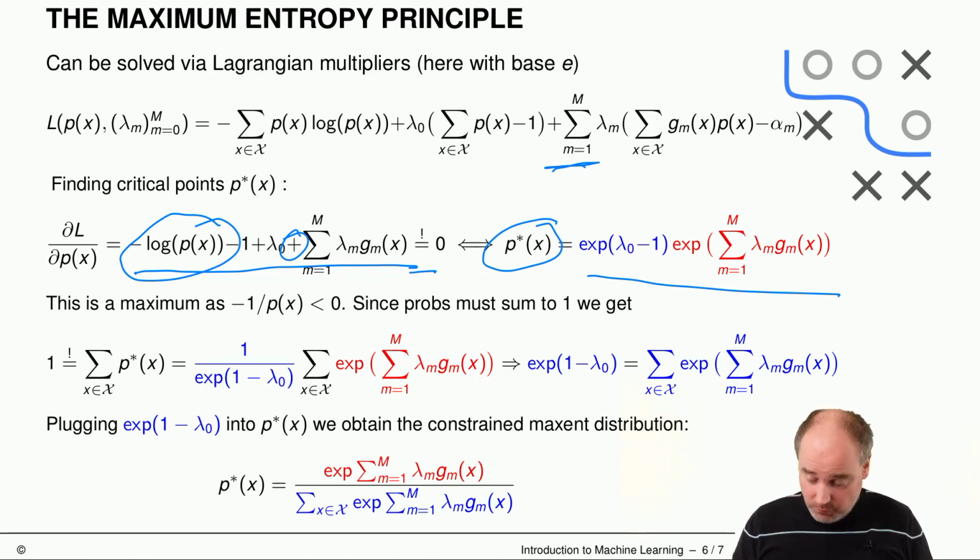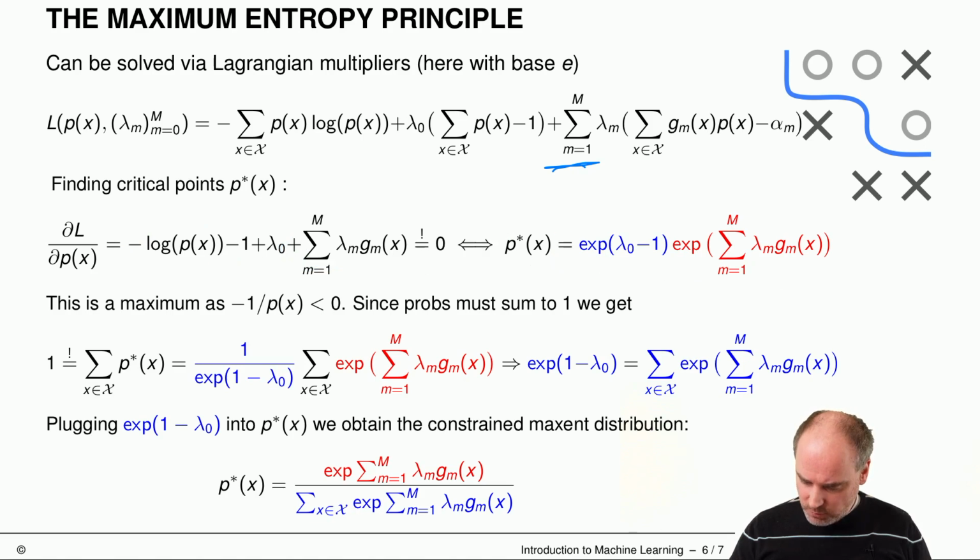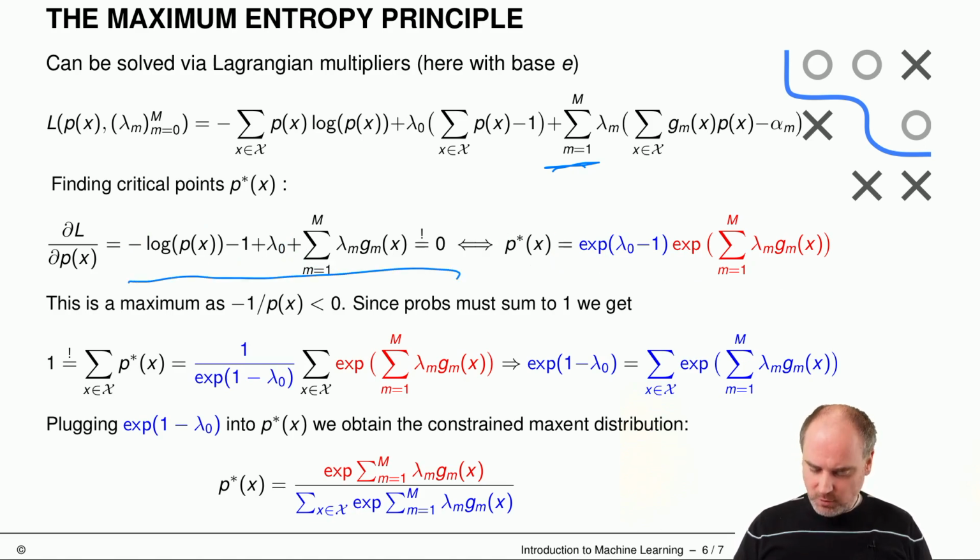Now I guess we better check that we are actually at a maximum. So we can also take the second derivative. Let's do that very quickly. For the second derivative, we look at the first one and differentiate again with respect to p of x. Everything here vanishes, and minus log of p of x becomes minus 1 divided by p of x. Very obviously, this is negative. So if we have a negative second derivative, our function is concave at that point, so we are actually at a maximum.